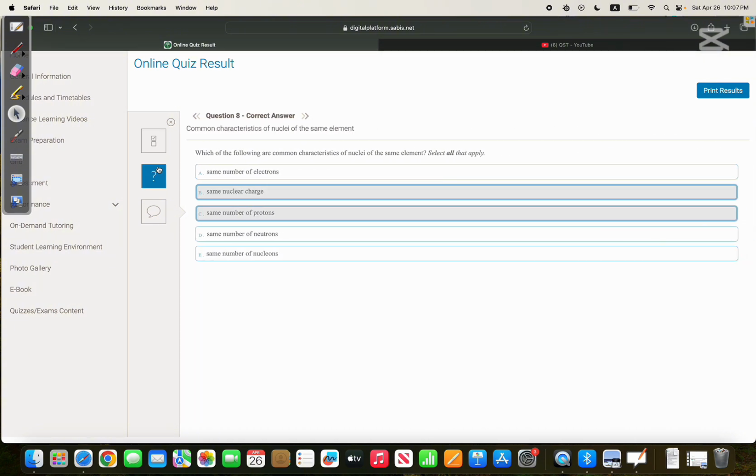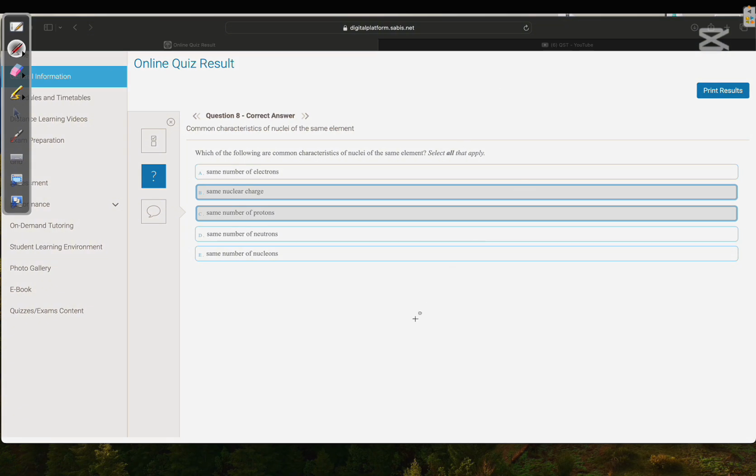Number 8. Which of the following are common characteristics of nuclei of the same element? Nuclei of the same element have the same nuclear charge and the same number of protons. They don't all have the same number of neutrons, because some of them are isotopes of each other. Nucleons is protons and neutrons, which is wrong. And same number of electrons is wrong because electrons are not in the nucleus.